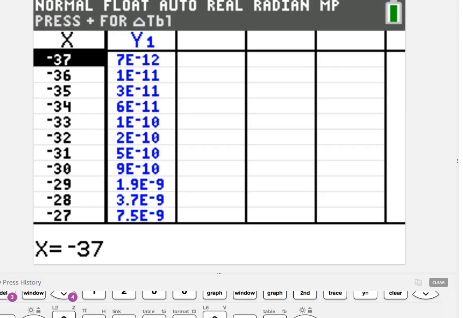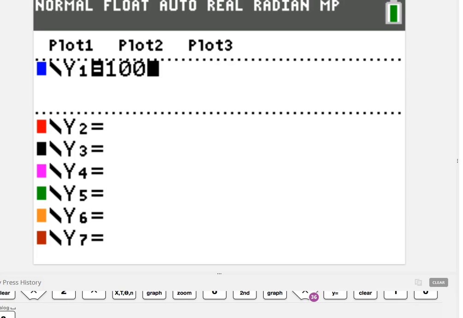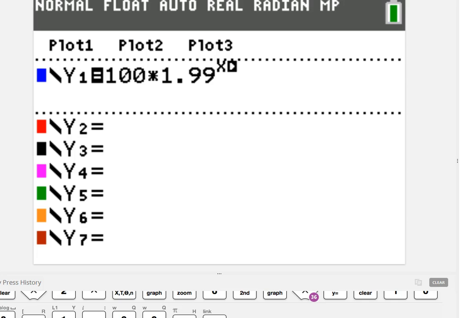I'm going to grab my calculator and I'm going to type into y equals what my equation was. So hit y equals on your calculators. Also, when you're doing this, make sure that none of these plots, plot 1, plot 2, plot 3, are highlighted. If they have a black outline around them, that's not good. So you need to turn those off if they're on. Our equation looked like 100 times 1.99 to the x.